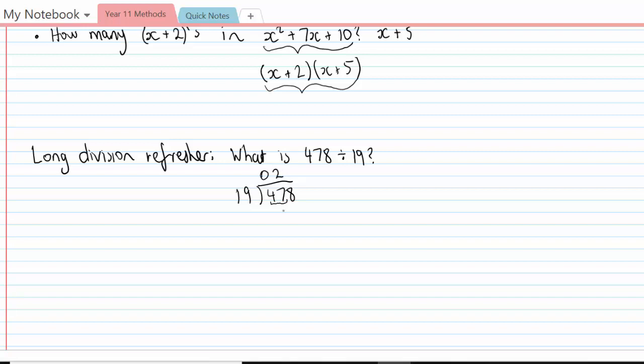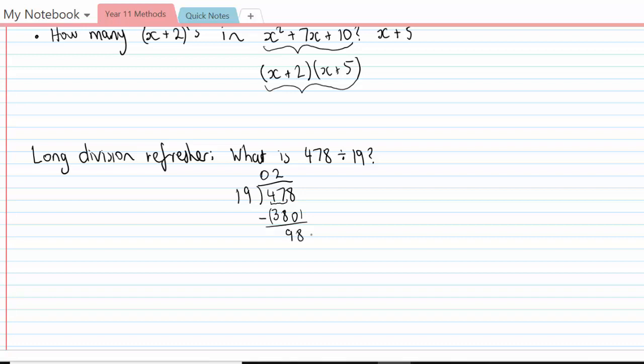Okay, so what we do at this point is we multiply that 2 with the 19, and it's really 20 times 19, because as I said, that 2 is in the tens column. So 20 times 19 is 380. And we take that away. So 478, take away 380, leaves us with 98.